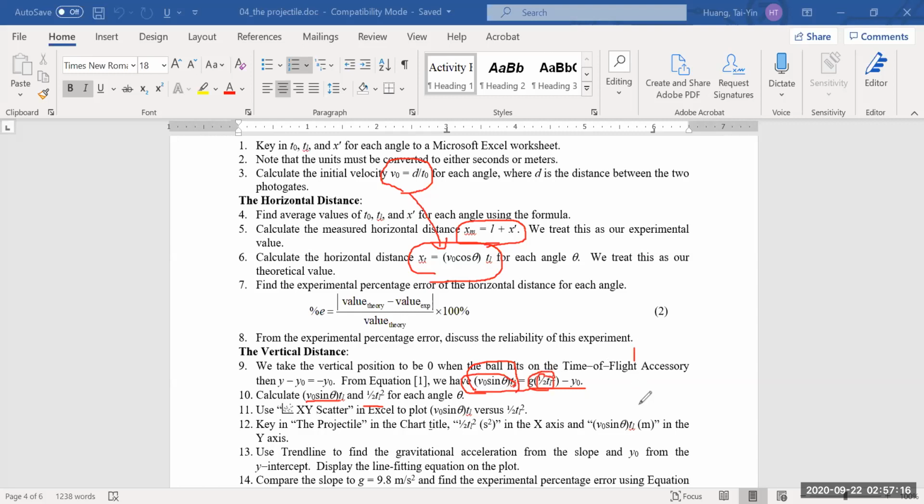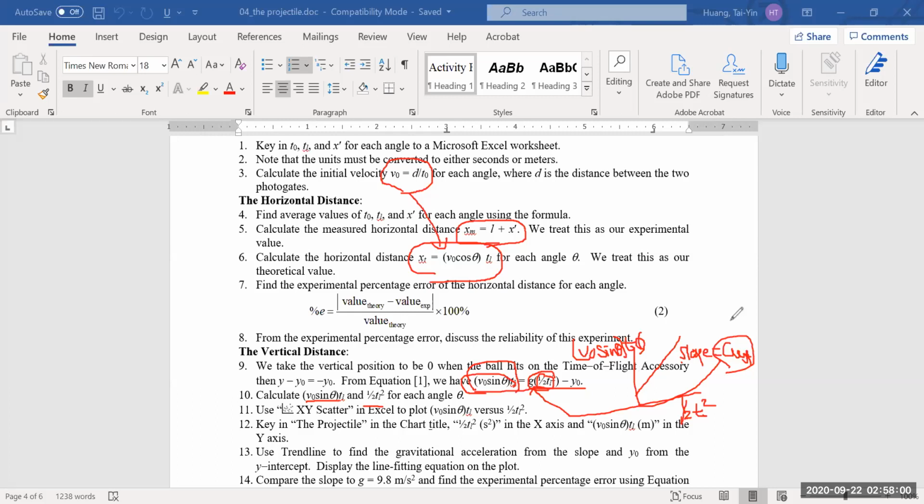So when you plot V naught sine theta times TL versus 1/2 t squared, you're going to expect to get a straight line, okay? And that slope is the experimental value of the acceleration, okay? And whatever that value is, you're going to compare to 9.8, because theoretically, we'd expect it to be 9.8. So whatever slope that you got is your experimental value of the acceleration compared to that.